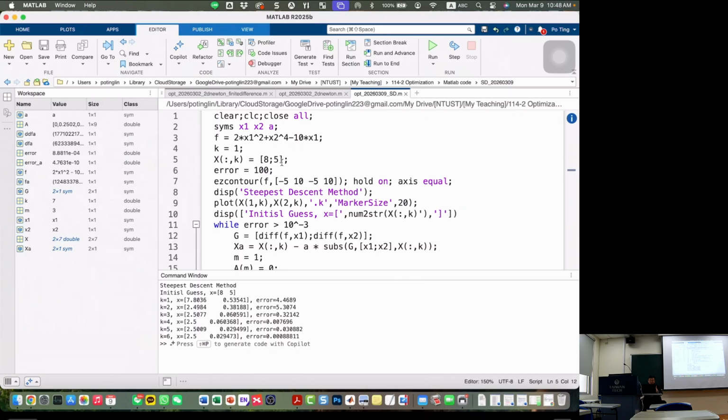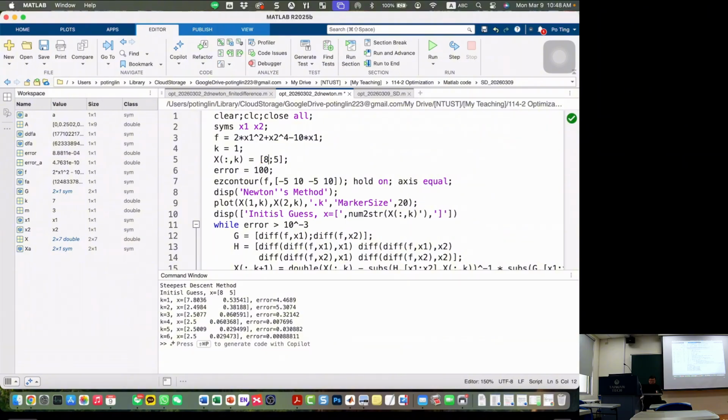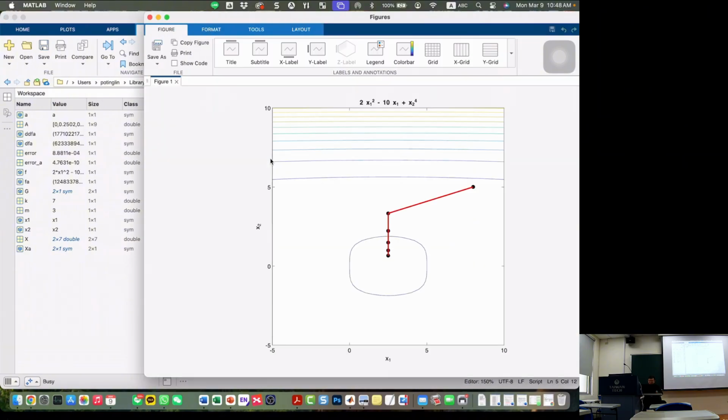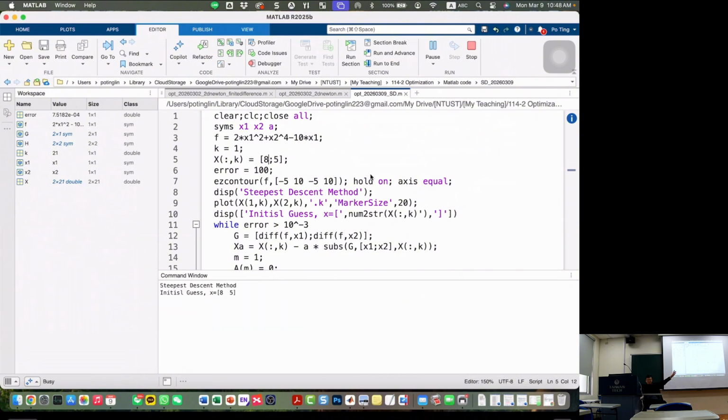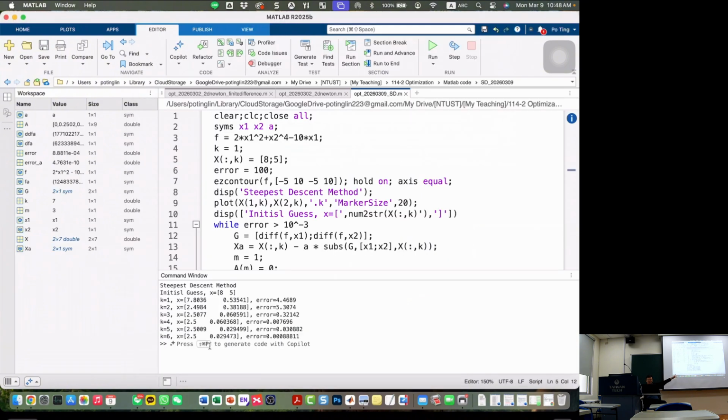Okay, let me try 8 and 5 here by Newton's method. Newton's method is very accurate. x2 is 0.0015. It's very close to 0. But if you use steepest descent, y is 0.029. x2 is not as accurate.